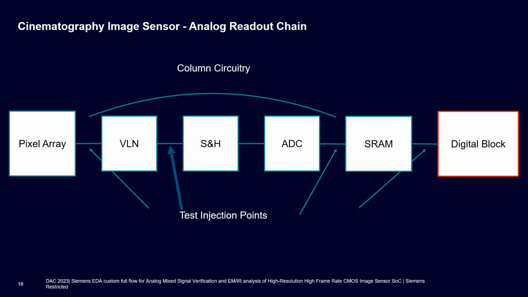This block diagram shows the analog readout chain or column circuitry, which consists of the pixel array, VLN, sample and hold, ADC, and SRAM. Now, in order to do verification of each of these sub-blocks, we have separate test injection points at the interface of each of these sub-blocks. This means that we can inject a known signal at these interfaces and verify the outputs of each sub-block separately.